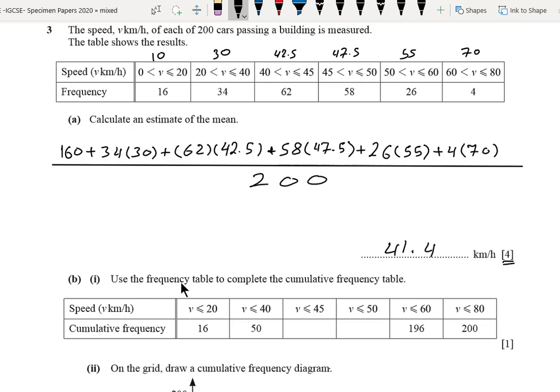B I, use the frequency table to complete the cumulative frequency table. Less than or equal to 20, we have just 16 cars. Less than or equal to 40, we have 16 plus 34, which is 50. And less than or equal to 45, we have 50 plus 62, which is 112. 112 plus 58 will be 170, and so on.